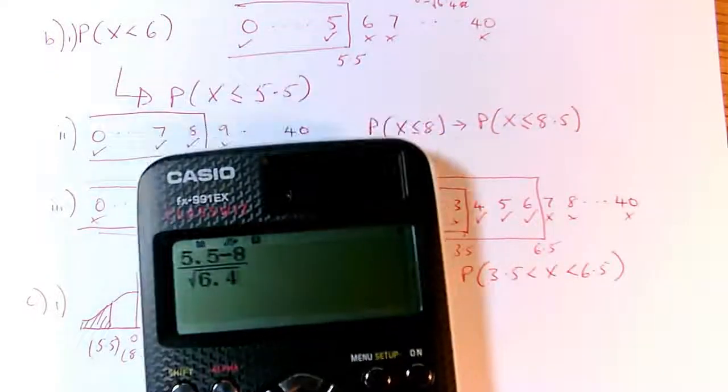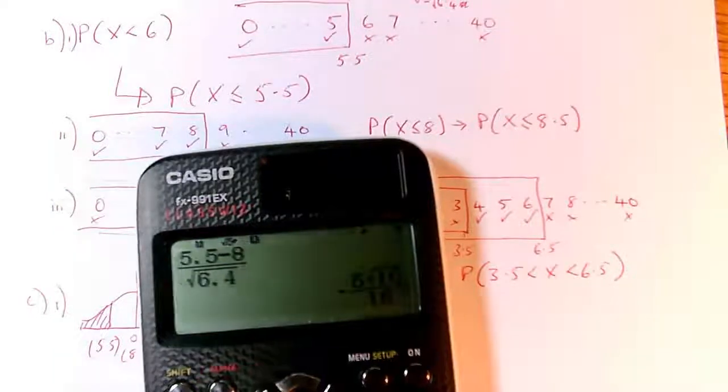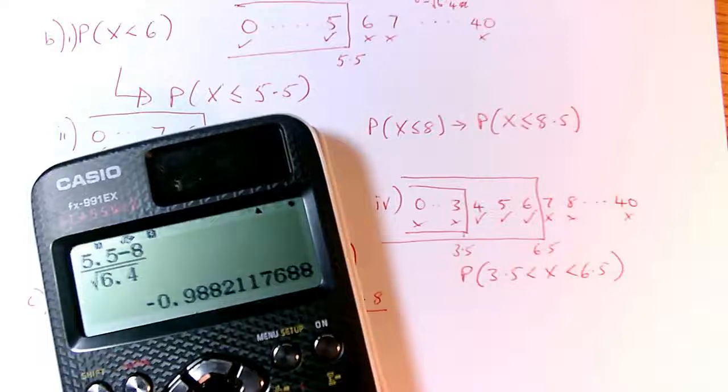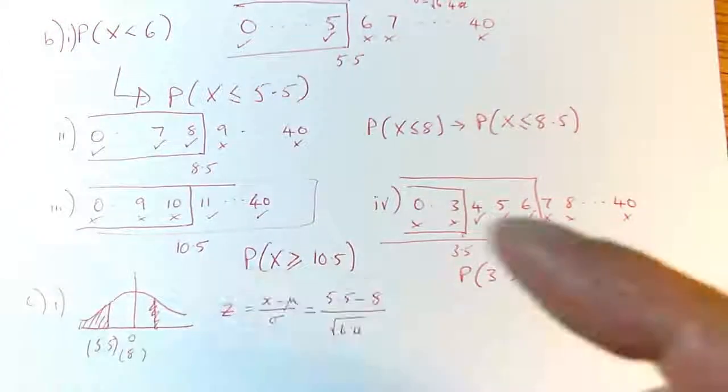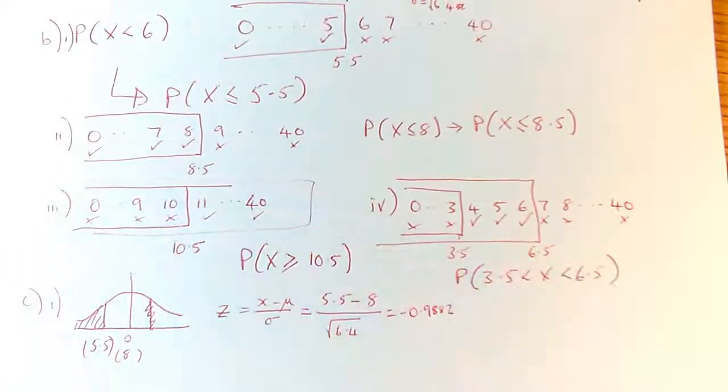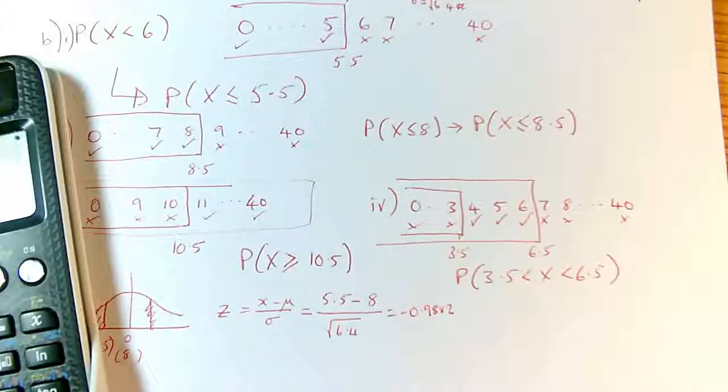So here's that calculation set up on the calculator, press equals, and we get, oh, it's negative, minus 0.9882. So minus 0.9882 is my z value, and then to work out the probability I want, I need to use the 5.5 as my upper value.